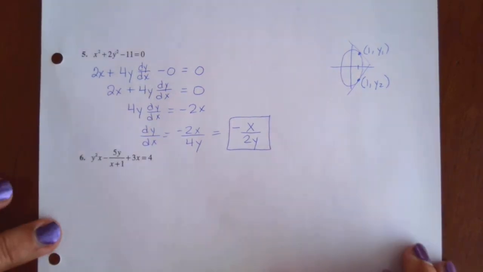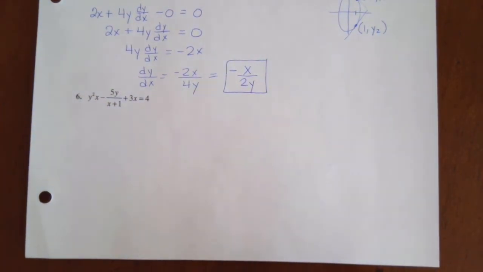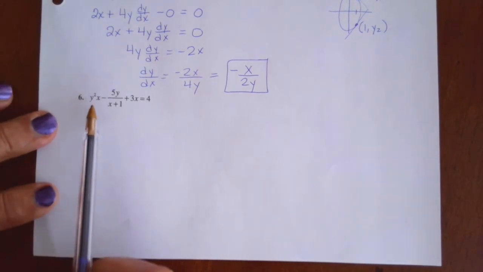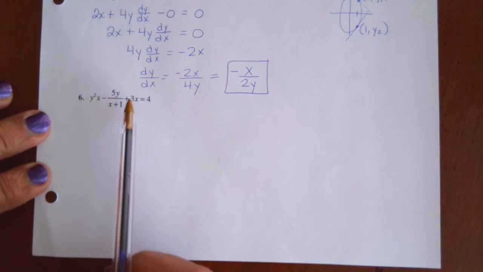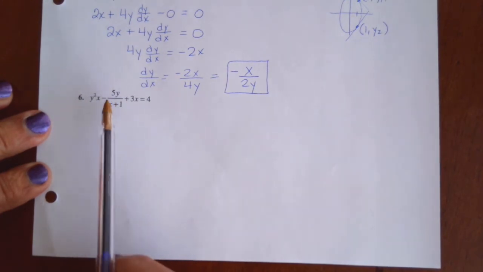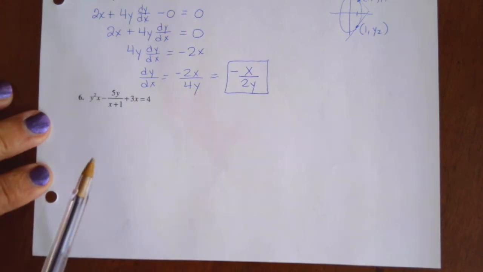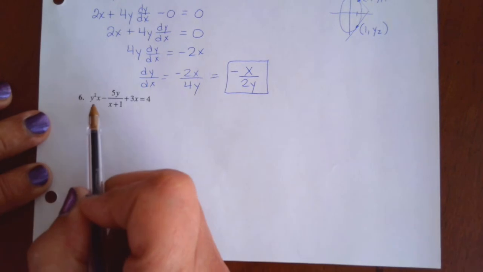Okay? All right, now number 6, we're going to start moving on to a little bit harder stuff. So if we look at our terms, we have y squared times x. That's a product rule. Anytime you have the different variables, that's got to be a product rule. And then we have a quotient rule here, we're dividing. And then we have our regular x term and then a constant.